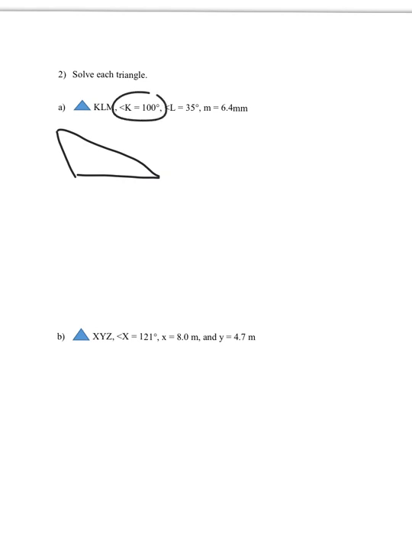I know that has to be angle K, so I'm going to put my 100 right there. Then I'm going to put L and M in the other corners, and I'm going to put my other angle of 35 degrees right in here. Then we know that side M is 64 millimeters, so I'm going to write that in here. Side M, remember, has to be directly across from angle M. So 64 right in there.